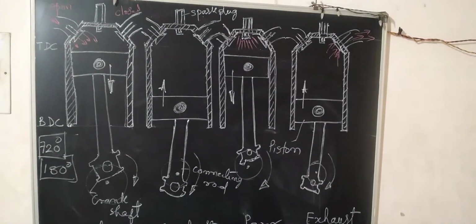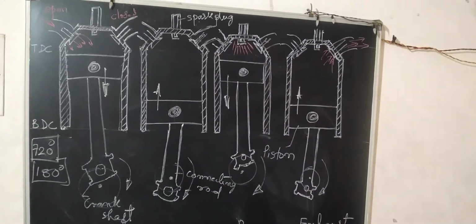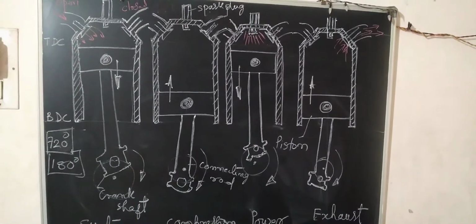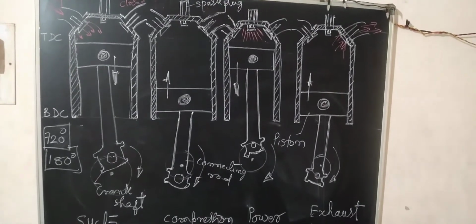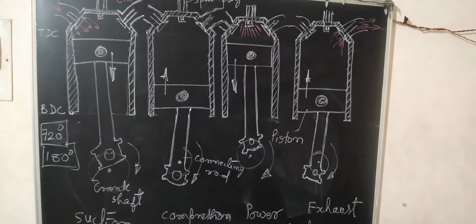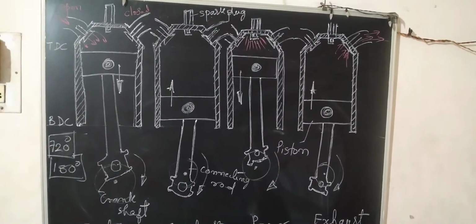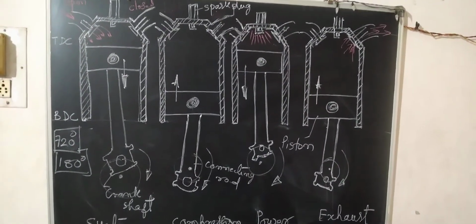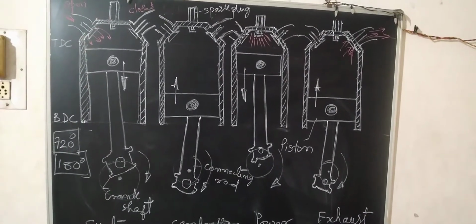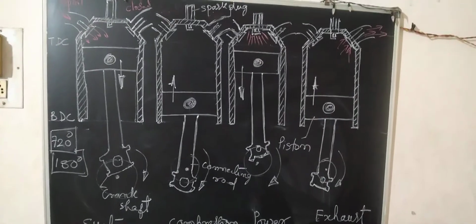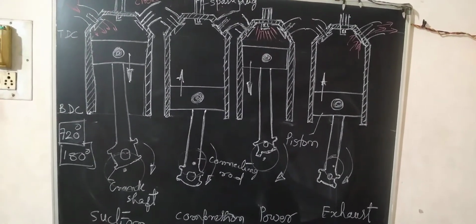If ports are there, then it is a 2-stroke engine. That is what you can identify by observing. As for applications, even nowadays 4-stroke petrol engines are used in 2-wheelers. In passenger cars and others, the 4-stroke SI engine, that is the 4-stroke petrol engine, is widely used. So this is the advantage of using the 4-stroke petrol engine.